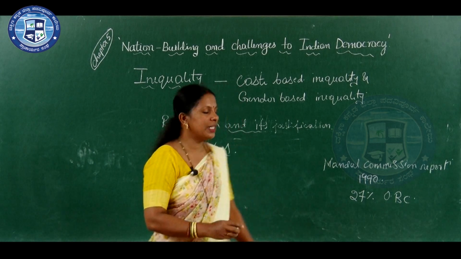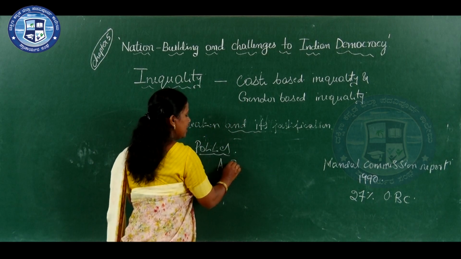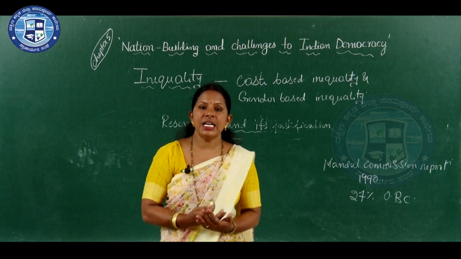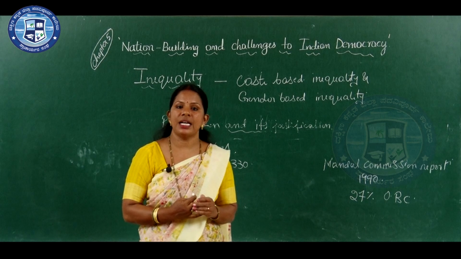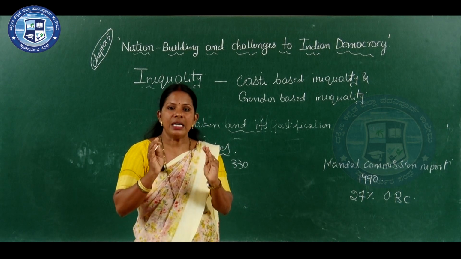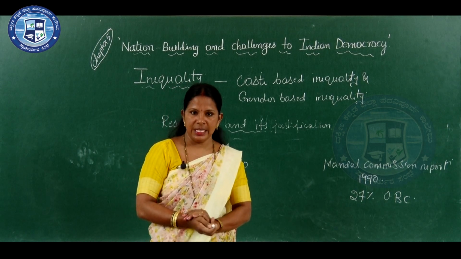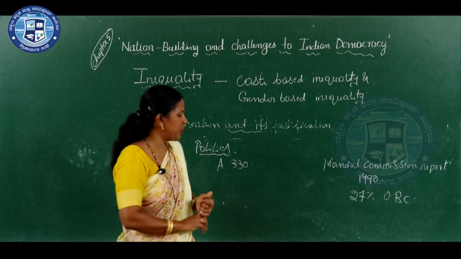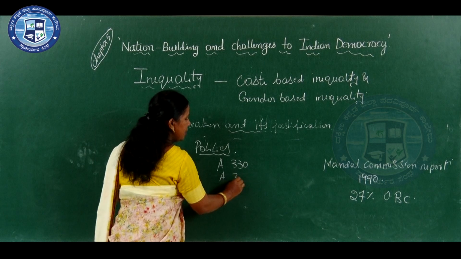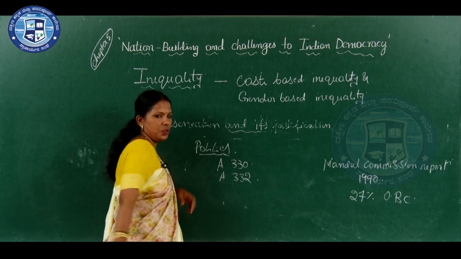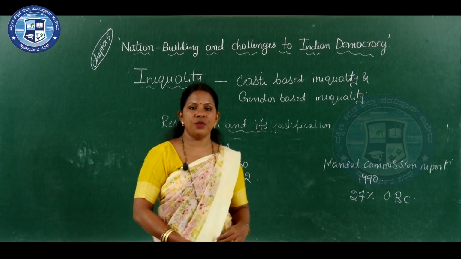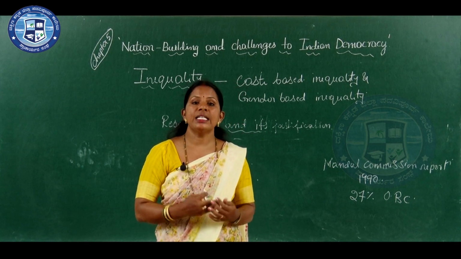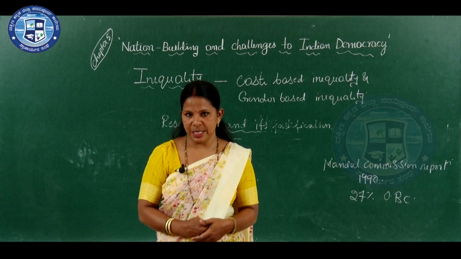As per Article 330 of the Indian Constitution, seats are reserved for scheduled castes and scheduled tribes in the Parliament of India, that is, in Lok Sabha and in Rajya Sabha. And as per Article 332 of the Indian Constitution, seats are reserved for scheduled castes and scheduled tribes in state legislative assemblies.